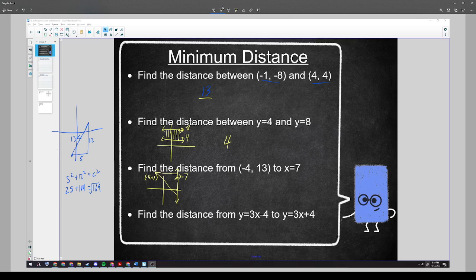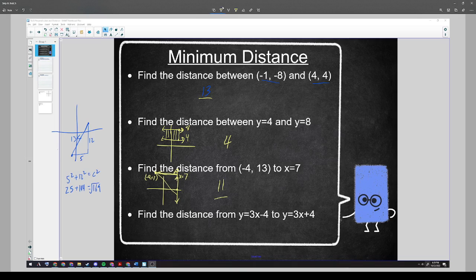The shortest way to get from a point to a line is to go straight to it, basically making a right angle, meaning that we're going along a perpendicular path. So to get from x = -4 to x = 7, we're not changing y, right? We're going straight across horizontally. This would be a distance of 11.